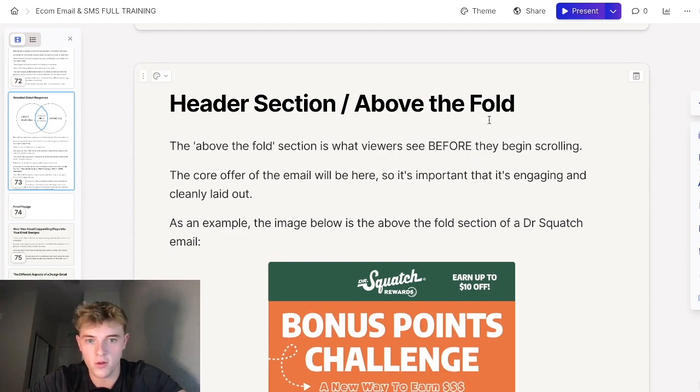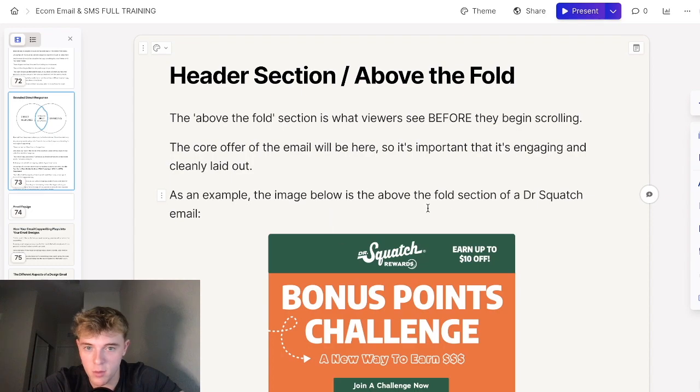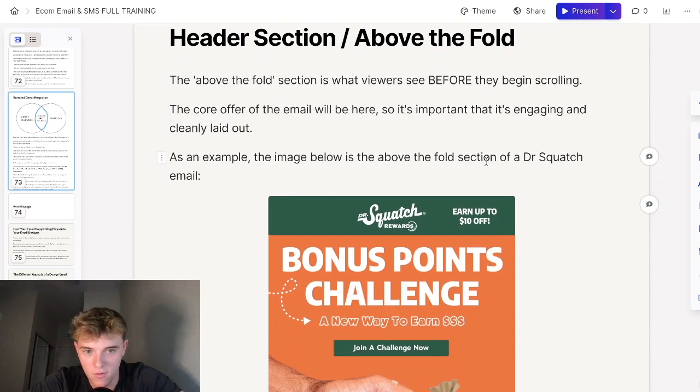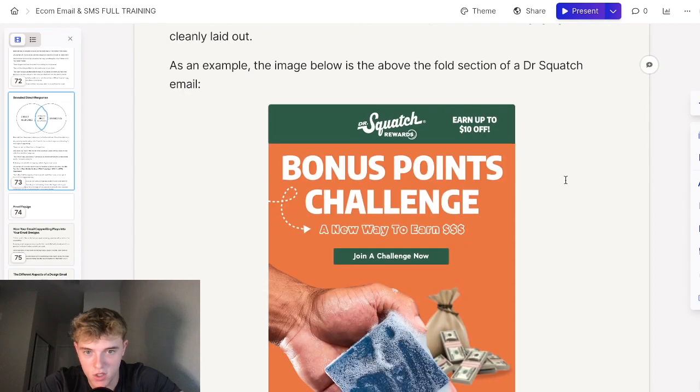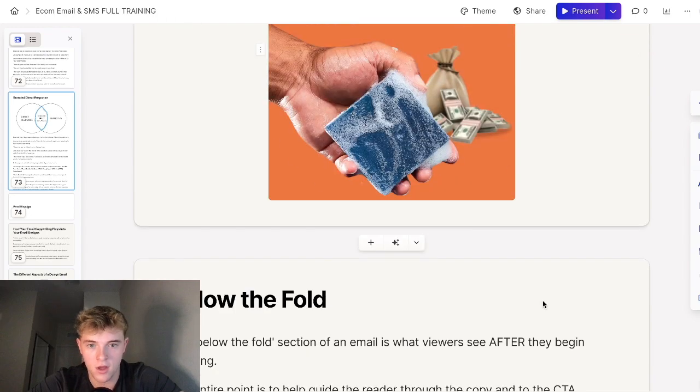So above the fold is what viewers see before they even begin scrolling. The core offer of the email will be here in the above the fold section, so it's important that it's engaging and cleanly laid out. As an example, we're going to look at the image below, which is the above the fold section from a Dr. Squatch email. You can see it's very clean, very direct, an easy to understand offer with a clear button that stands out, and the image is also very engaging.